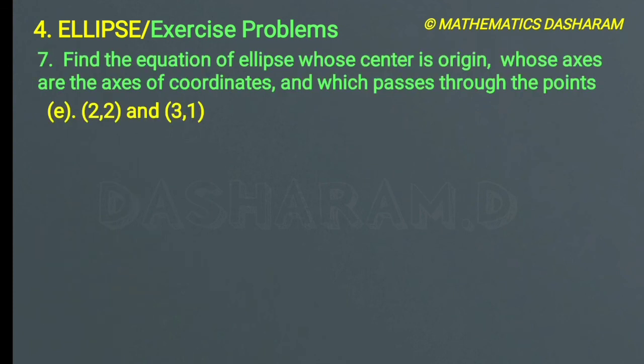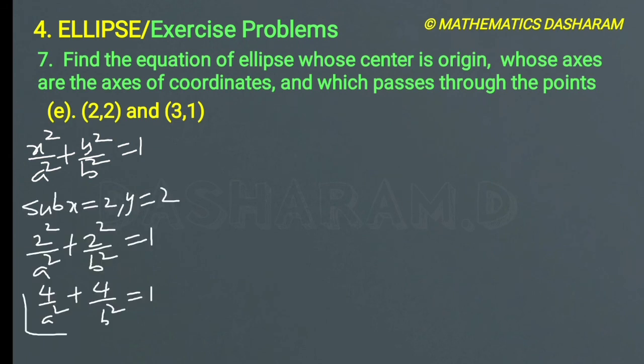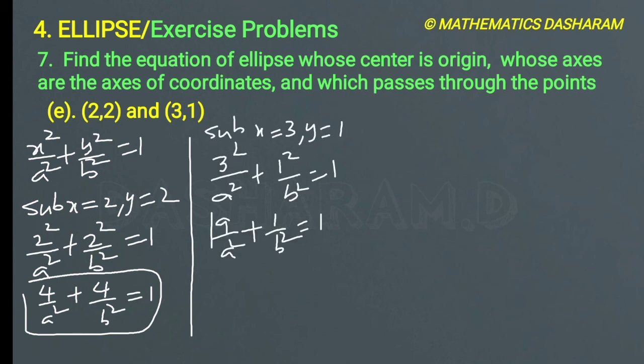Question number E: (2, 2) and (3, 1). Let's take the standard form of ellipse. Substitute the first point, that is x equals 2, y equals 2: 4 divided by a square plus 4 divided by b square. Next substitute the second point, that is (3, 1): 9 divided by a square plus 1 divided by b square.